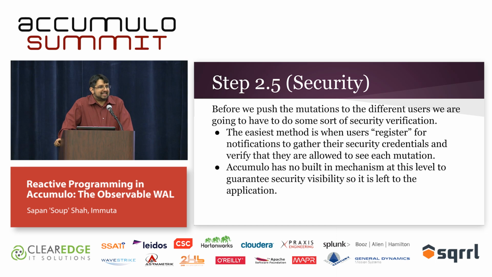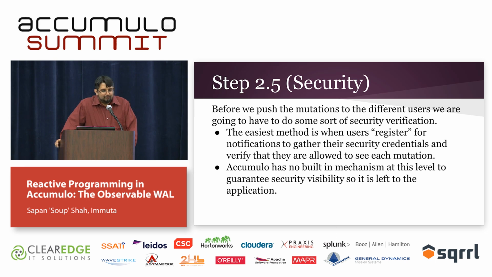So before you implement any one of these systems, please make sure to add some sort of security verification. Currently that is on you, the user. The logs are encrypted on disk, but as you're writing something to read said logs, which the code isn't very hard to find, you can get away with not having to actually filter the particular mutations. The easiest method I've found of doing this is when the users register for notifications. You gather their security credentials and then you verify it on each mutation before you send it out.